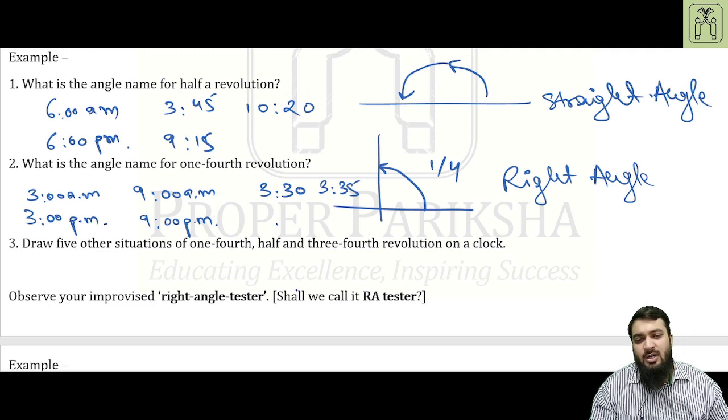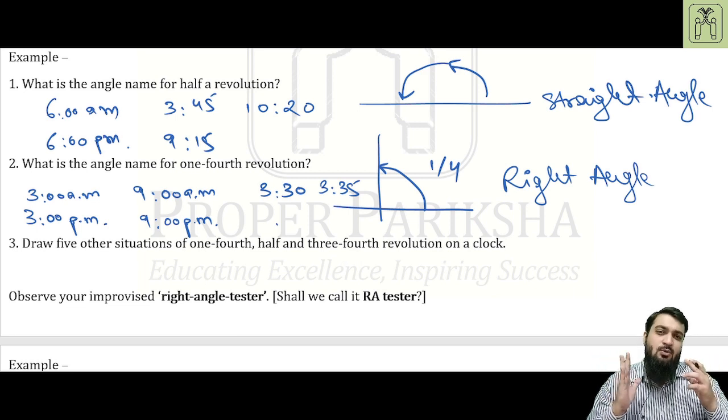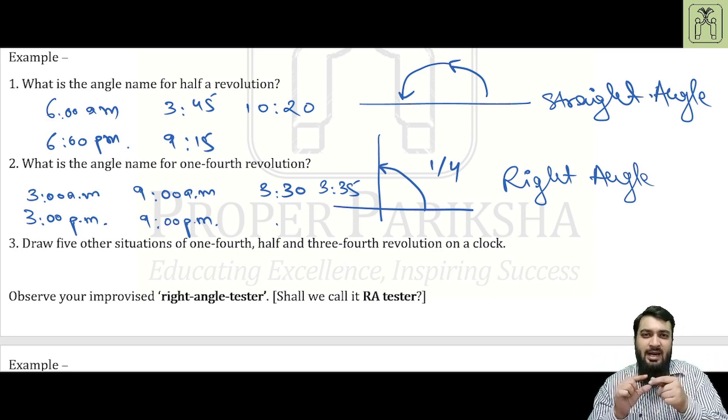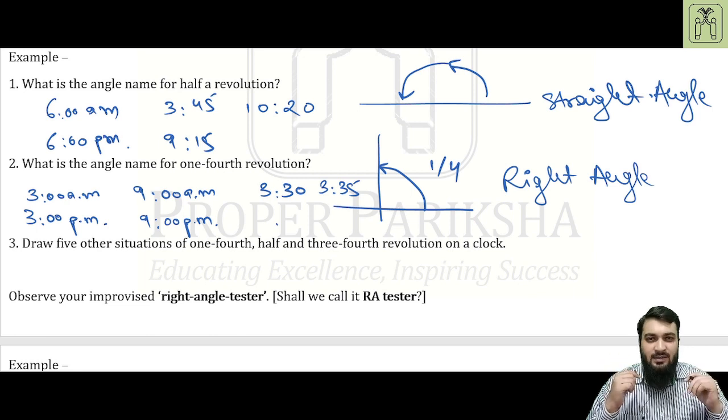And similarly, you can write 5 examples for 3/4. Take a clock. If you have an analog clock, the clock which has hands and a key on the side, when you turn it, the hands rotate like this. You can use that also, and you can write the example for 3/4 revolutions of a clock.